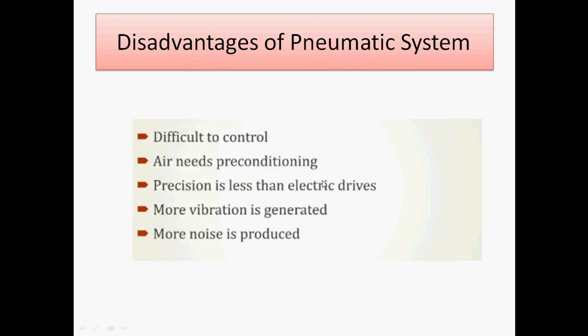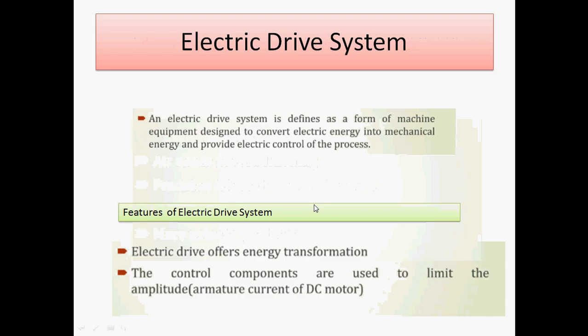So these are the disadvantages. It is difficult to control in a pneumatic system. Air needs preconditioning, so we require filtered air. Then precision is less compared to the electric drives, and more vibration is generated and more noise is produced. So that is about the disadvantages of the pneumatic system.